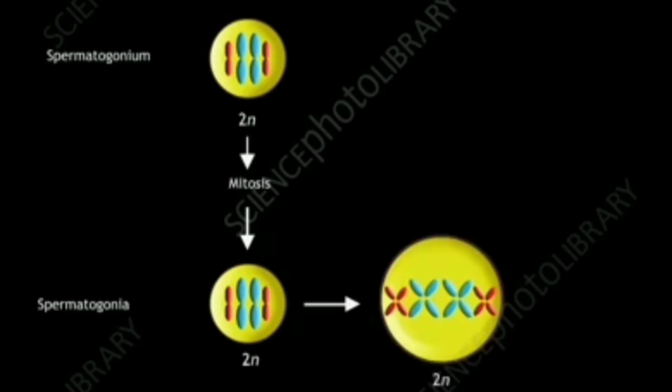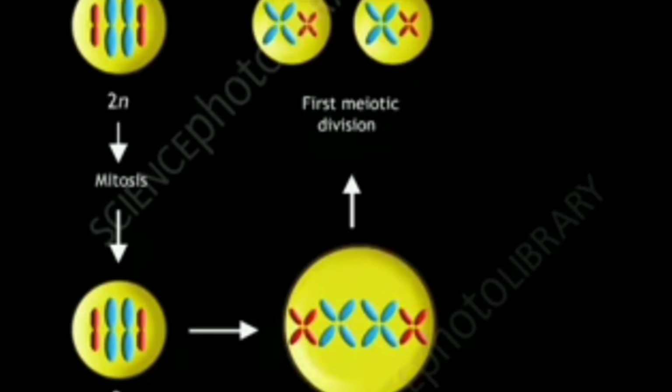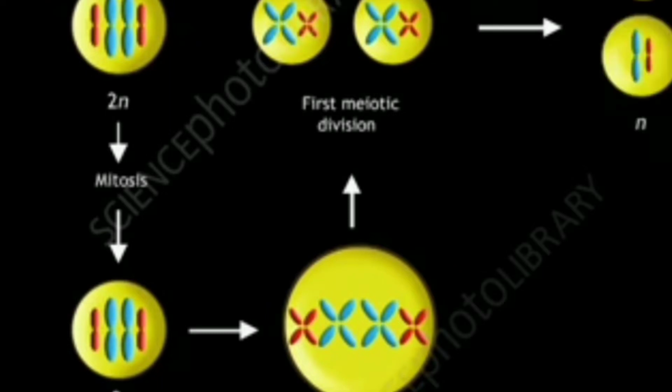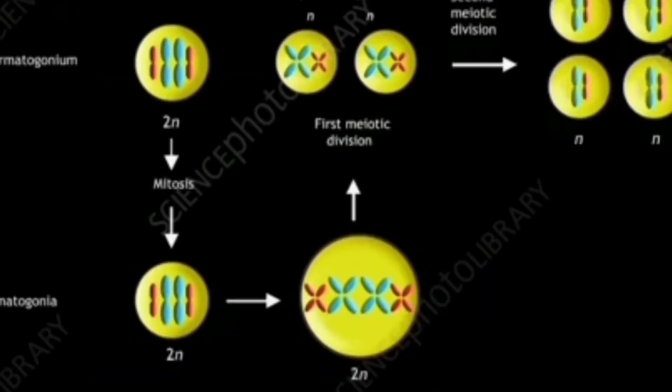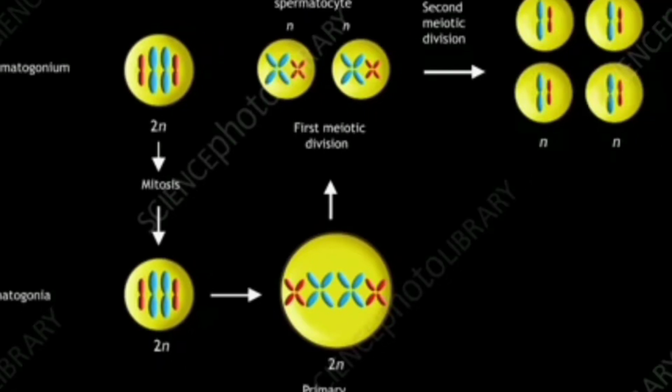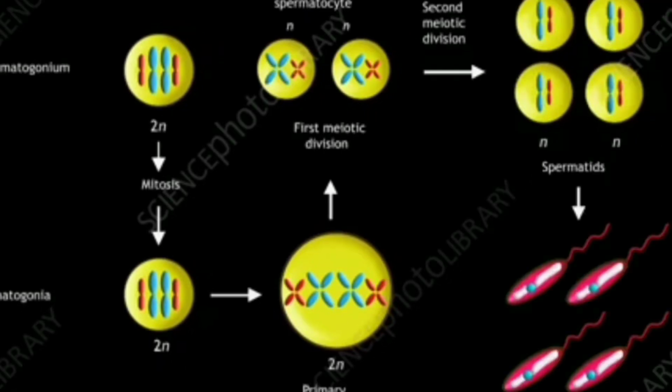A primary spermatocyte completes the first meiotic division, leading to formation of two equal haploid cells called secondary spermatocytes, which have only 23 chromosomes each. The secondary spermatocytes undergo the second meiotic division to produce four equal haploid spermatids. Spermatids are transformed into sperms by the process called spermiogenesis.